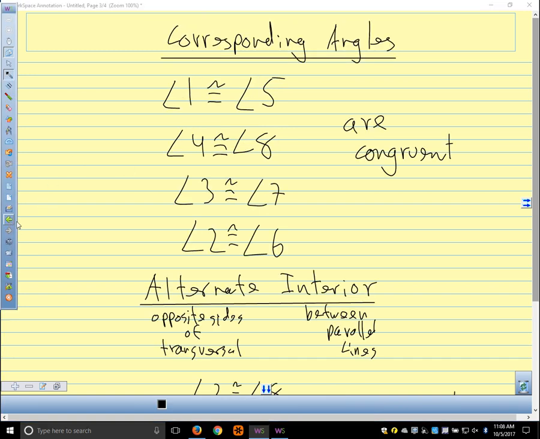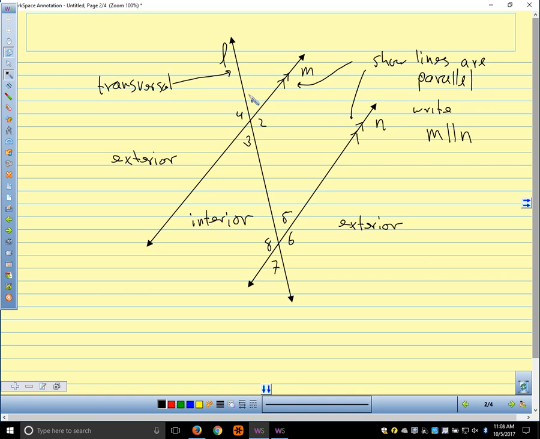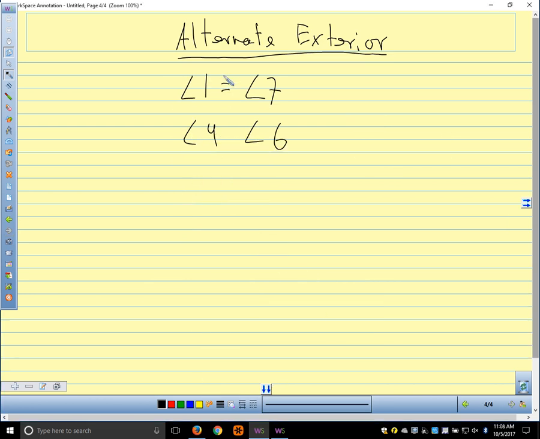So let me go back to our picture. 1 and 7, opposite sides of the transversal, outside the parallel lines. 4 and 6, opposite sides of the transversal, outside the parallel lines. So by their appearance, 1 and 7, 4 and 6, how would you guess those are related? They're congruent. So our alternate exterior angles are congruent.